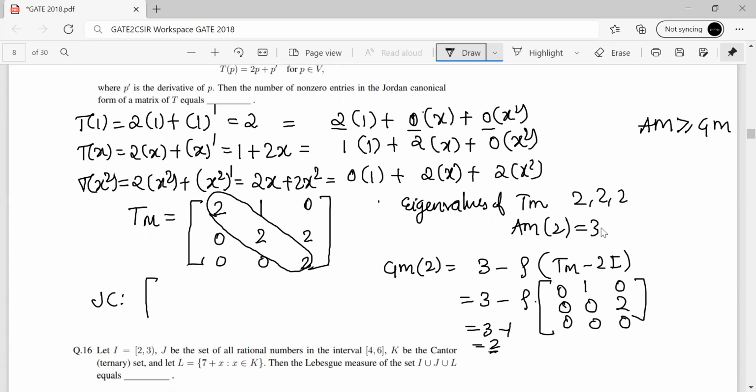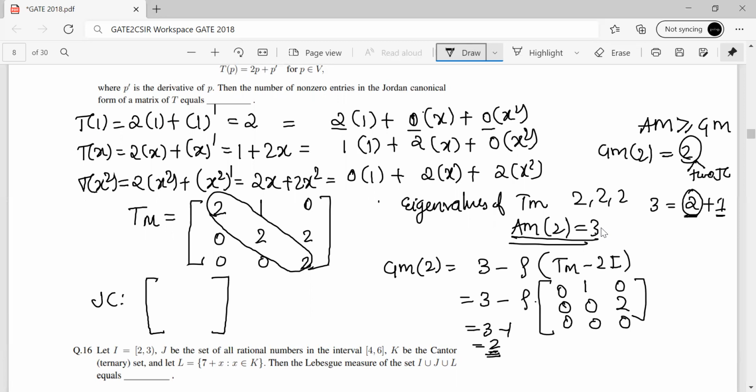So if you consider the matrix corresponding to the JC form of this, we know that AM of 2 is 3 and GM of 2 is 2. So GM of 2 is 2, that means we want 2 blocks. There should be 2 JC blocks corresponding to 2. And AM is 3, so we have to break 3 in the form 2 plus 1. Now there are 2 blocks, one block of order 2 and another block of order 1. So it will be 2, 2, 0, 1 and one single block. It will be like this. Remaining entries will be 0.